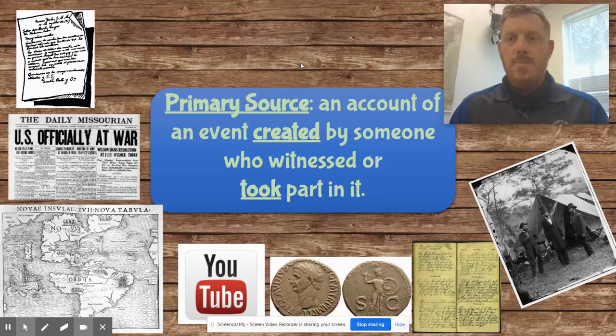And this is the most reliable source because there's no bias in it. A primary source is what it is. The conclusions we draw from these sources can be biased, but the source itself isn't.